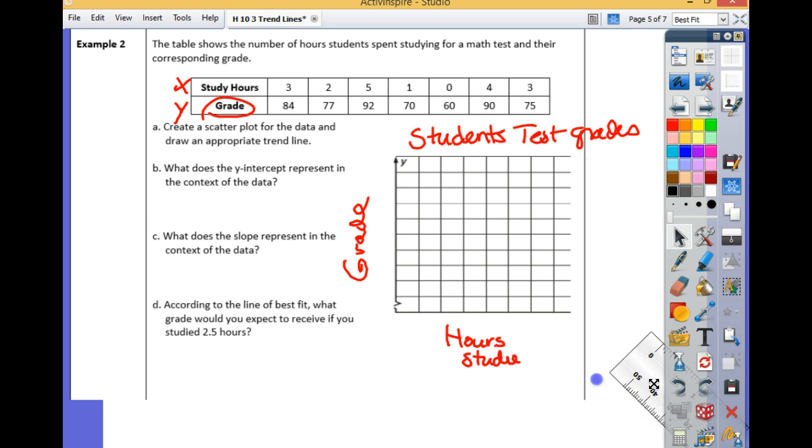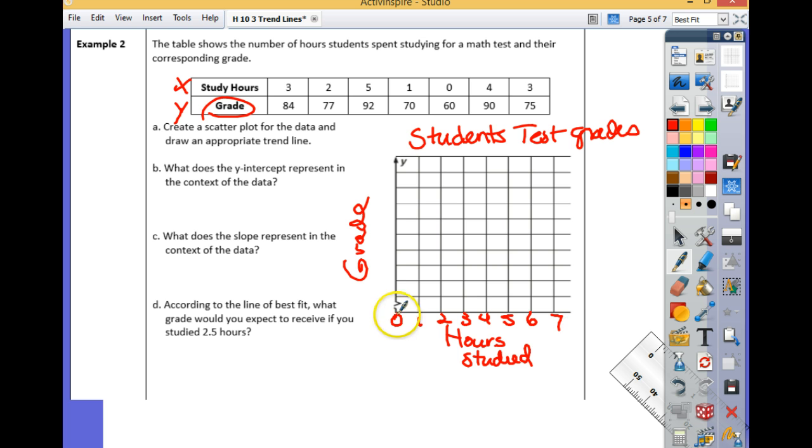Now notice we have a broken vertical axis here. So let's start out. Hours studied. Well, our range is 0 to 5, so we can go 0, 1, 2, 3. We can go by ones on our interval.